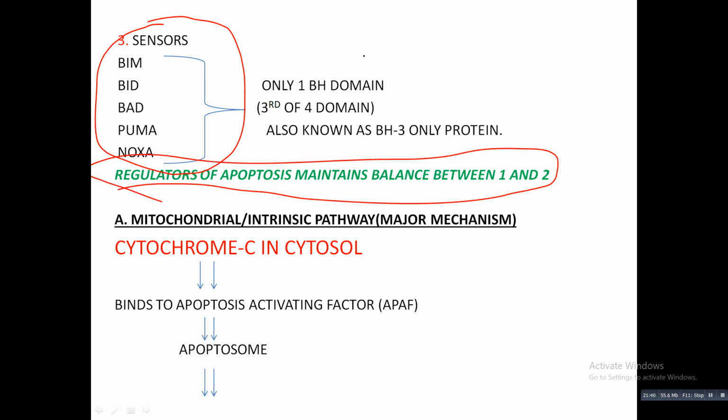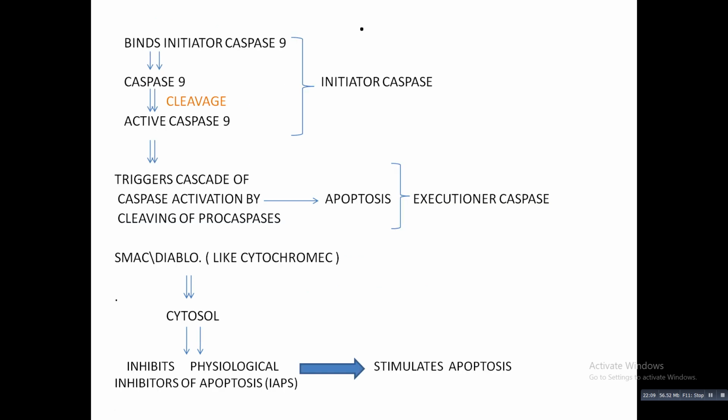As we have already seen, it starts with the cytochrome C in the cytosol coming from the mitochondria. This cytochrome C binds to apoptosis activating factor, also called APAF, and this APAF forms what is known as the apoptosome. Now this apoptosome finally binds to caspase 9 and it will undergo cleavage to form active caspase 9, and this is the initiator caspase.